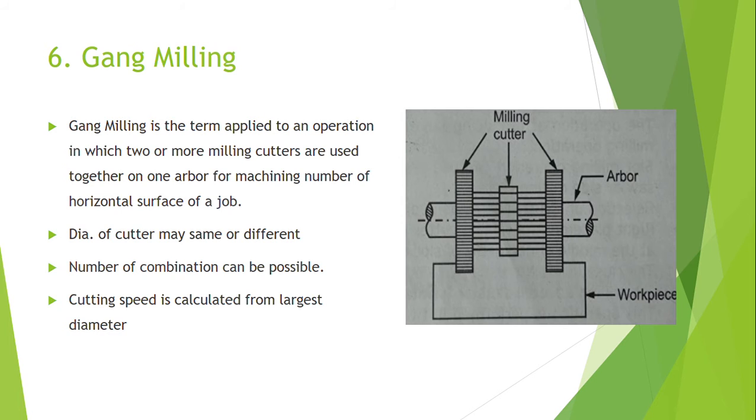So all cutters may perform the same type of operation, or each cutter may perform different types of operation. That's why it's called gang milling operation. The diameter of the cutters may be the same or different. The cutters are mounted on the arbor of a plain milling machine. The distance between the cutters is correctly adjusted by means of spacing collars. For example, when several workpieces need a slot or a flat surface, we use the gang milling operation.